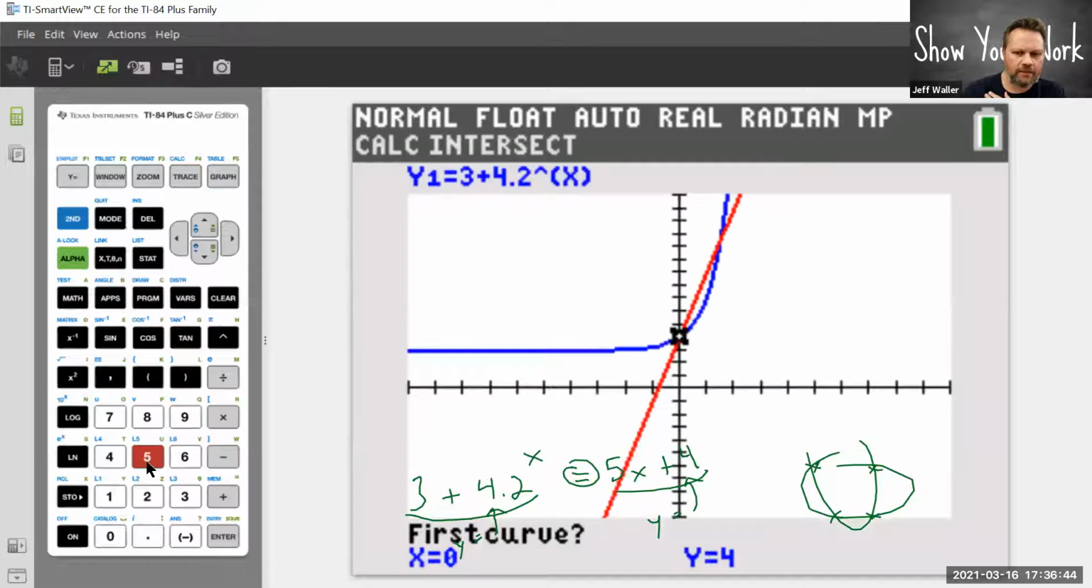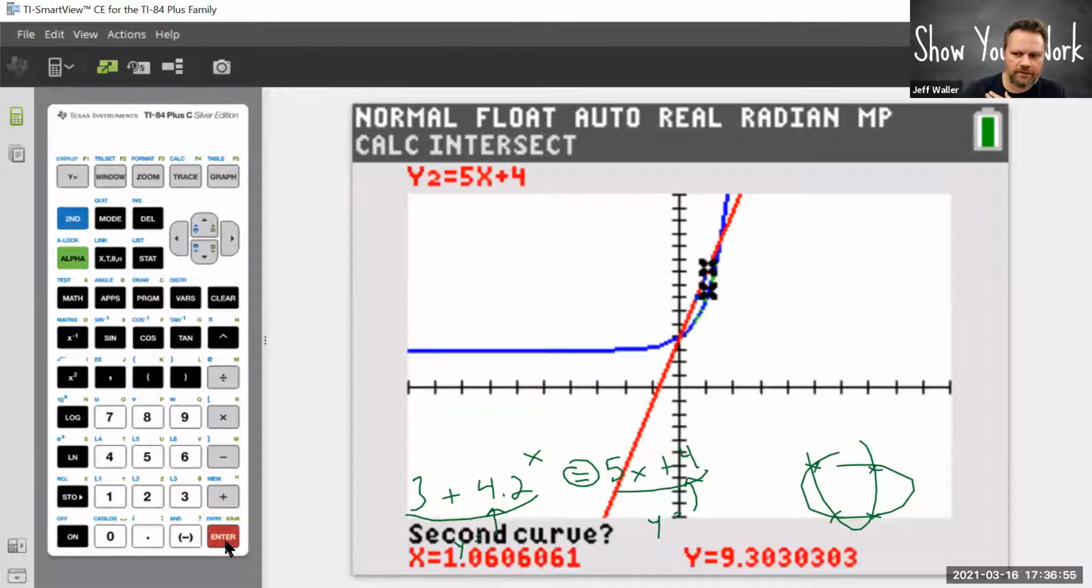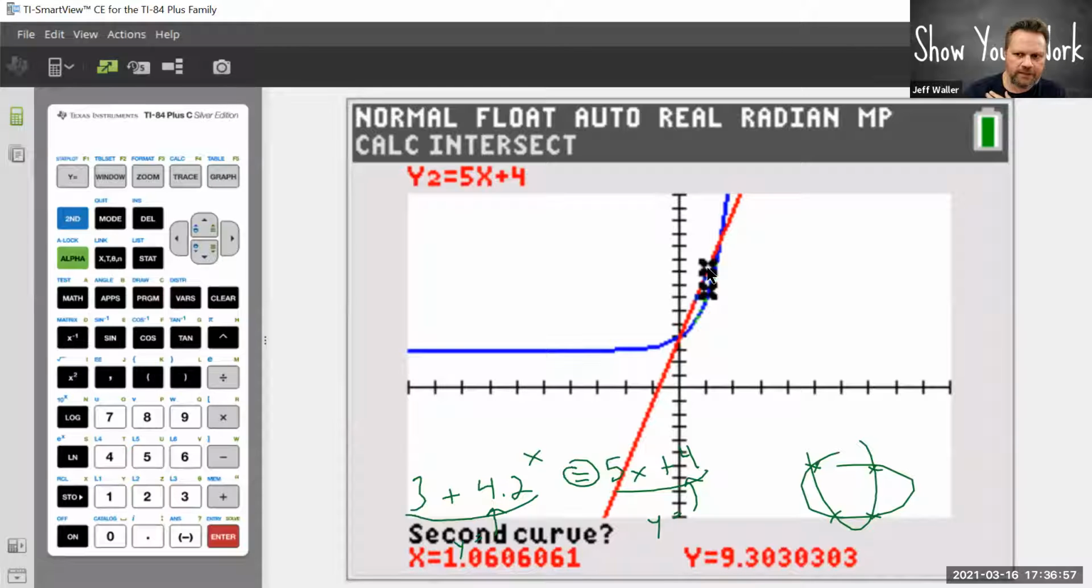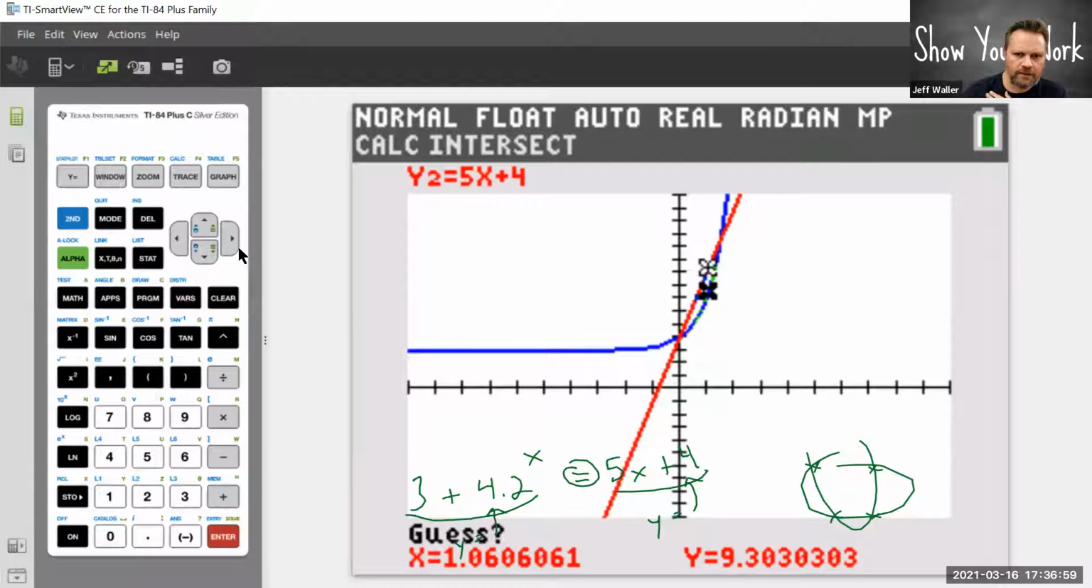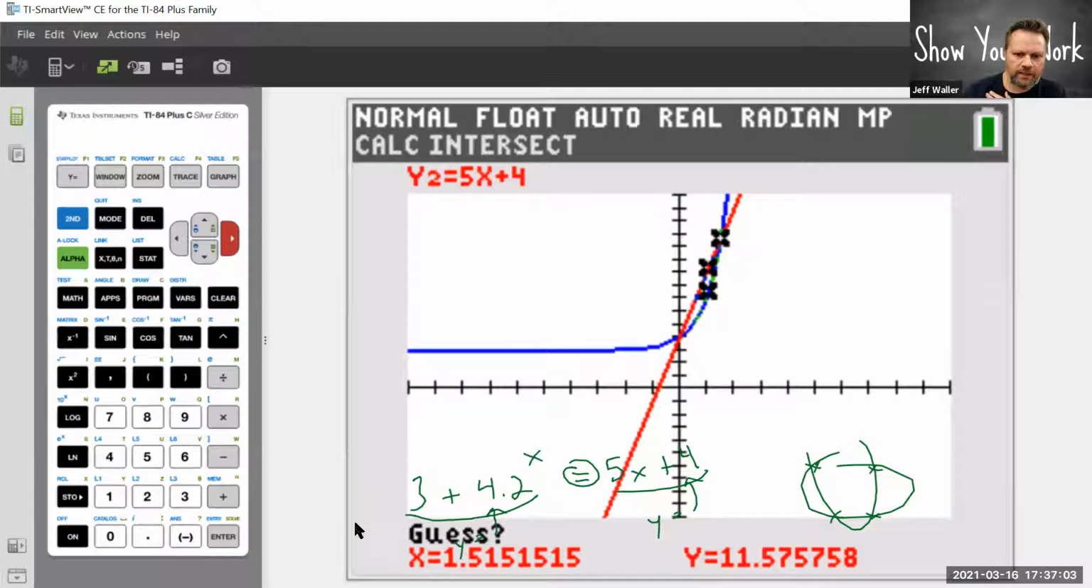And they're going to ask me three very familiar sounding questions. Well, actually, I forgot about this. They're going to ask me three questions. First curve, so I'm going to make sure I'm on the blue line. Second curve, see how it bounces to the red line? And then it's going to ask me for a guess. So I'm going to put my cursor right about where they intersect. And then there's the answer to the equation.